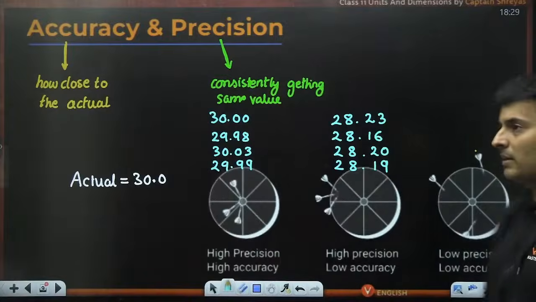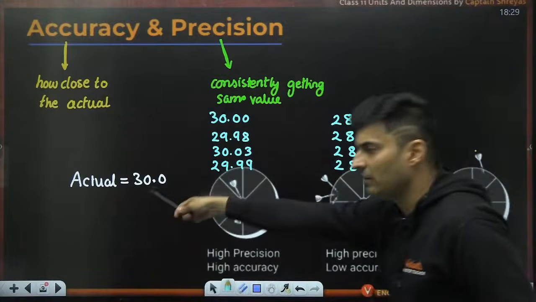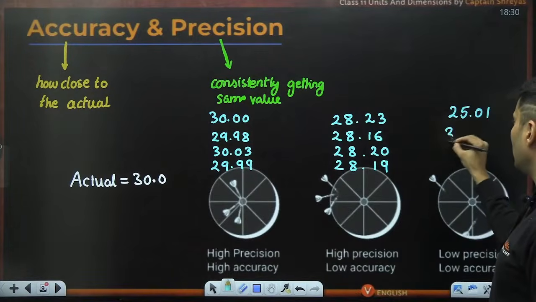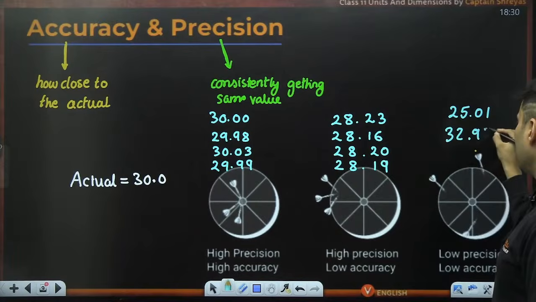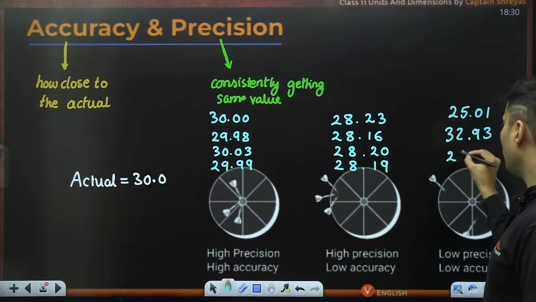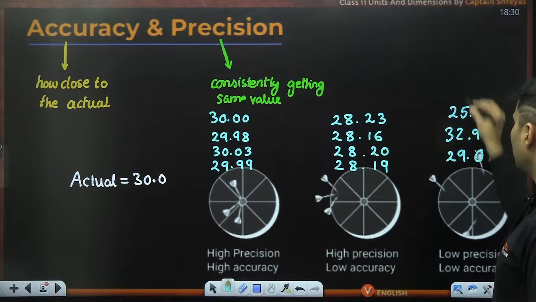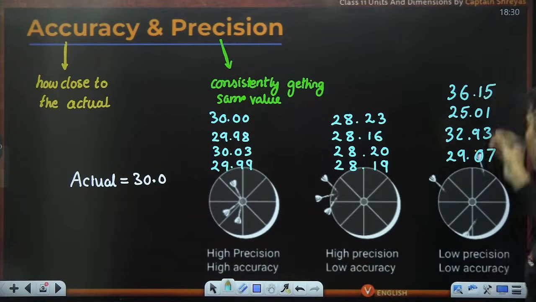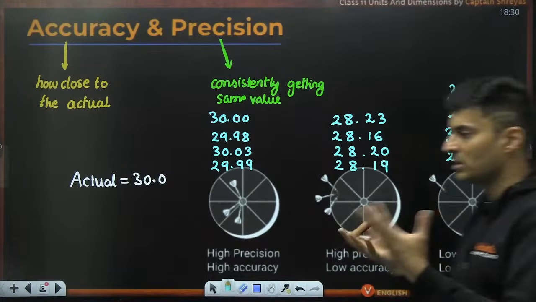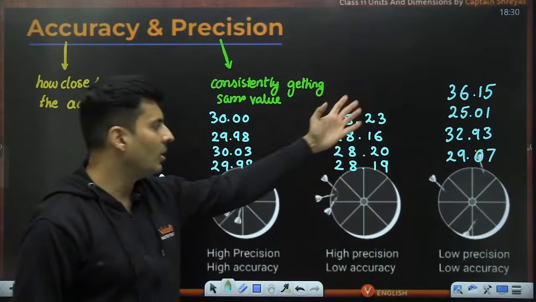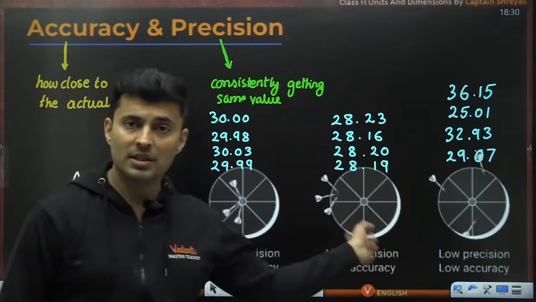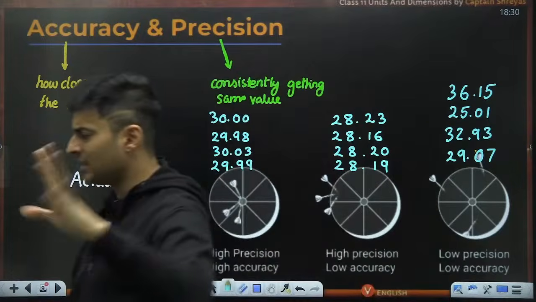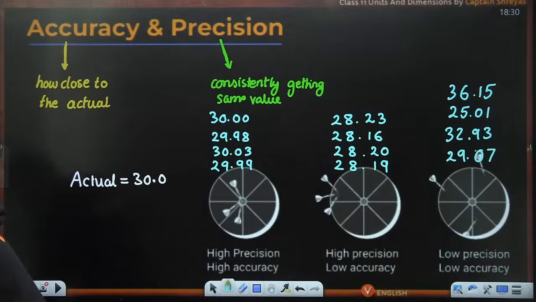Low precision, low accuracy means something like this. The expected value, actual value is 30. You are getting 25.01, then 32.93, then you are getting 29.07, then you are also getting 36.15. What random values are these? These are not even close to some number. So they are completely off, not even accurate, not even precise. Such a question has come in JEE Mains, okay, to figure out which set of data values are accurate, not precise, etc. Is that clear?